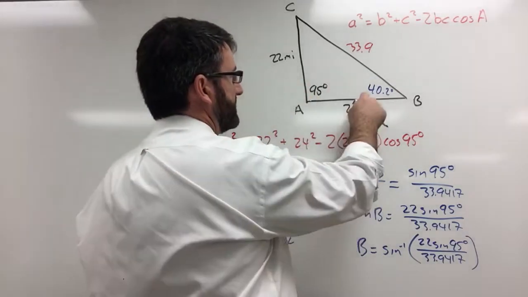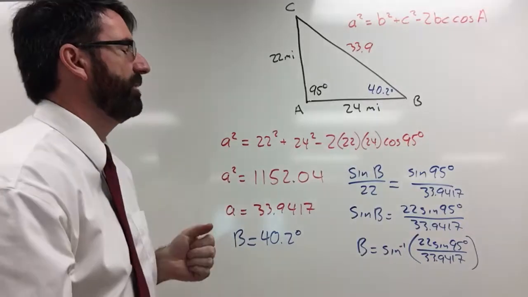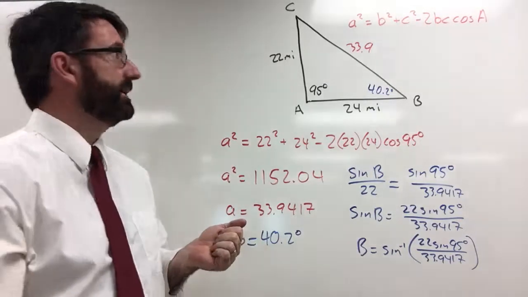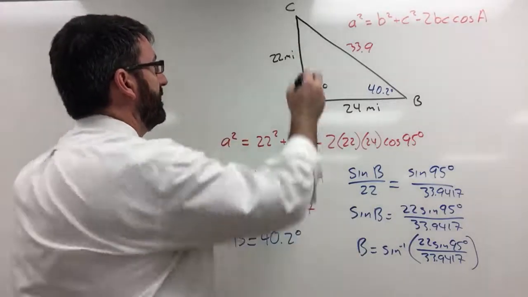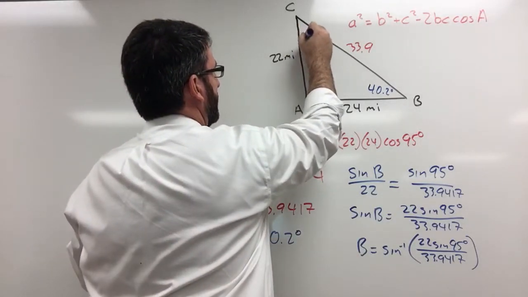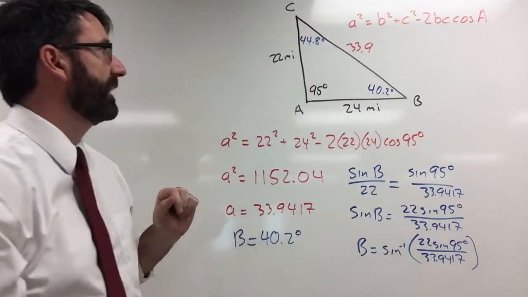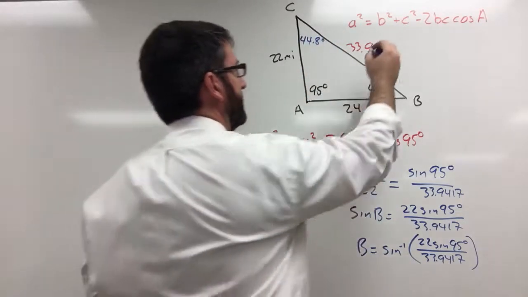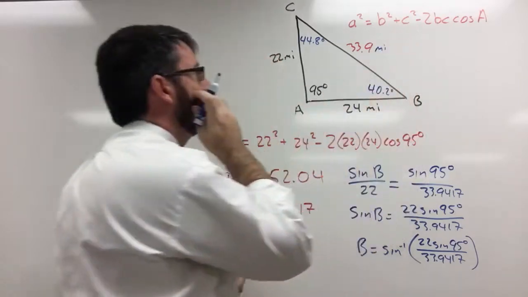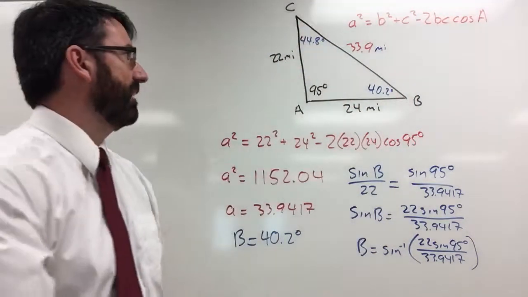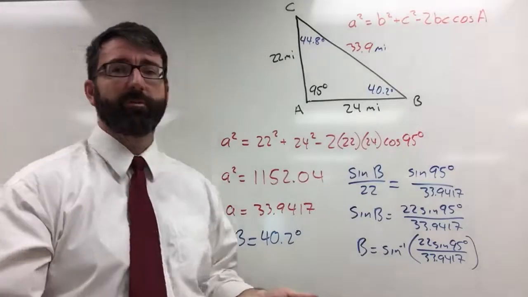95 degrees plus 40.2 degrees is 135.2 degrees. Subtract that from 180. We're going to get that C is equal to 44.8 degrees. And now we've got, this is miles, 33.9 miles is the length of the side, and the angles are 40.2 degrees and 44.8 degrees.